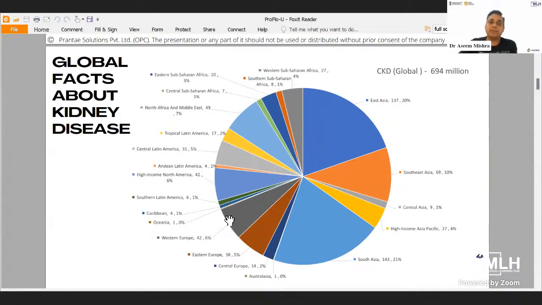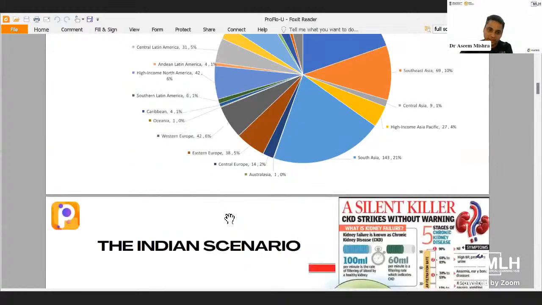This is a representation of the 9.1% of the CKD patients across the globe. If you see, the majority lie, unfortunately, in East Asia, Southeast Asia, Central Asia, Asia Pacific, and South Asia, which is roughly a little more than 57%, but that's the sad story of things. The rest of the world contributes a lesser CKD load than Asia alone.